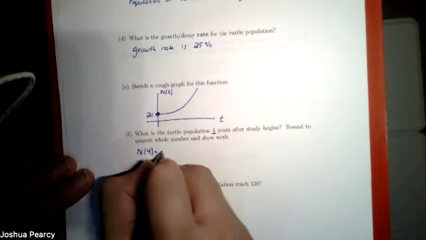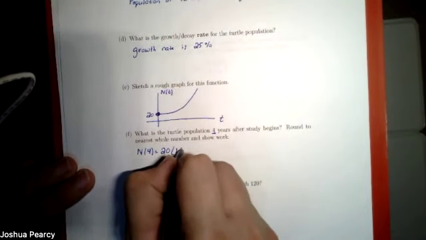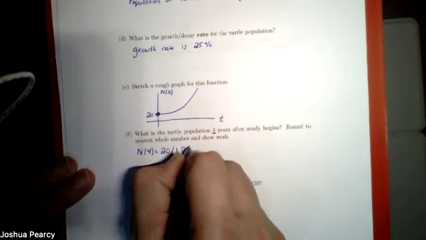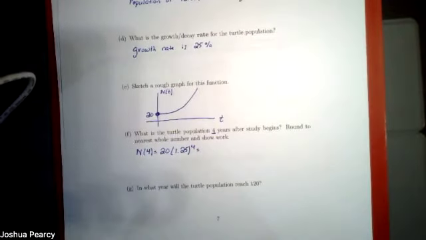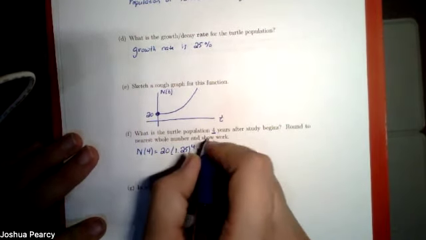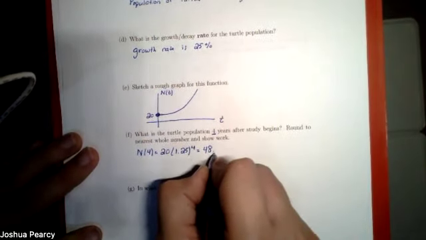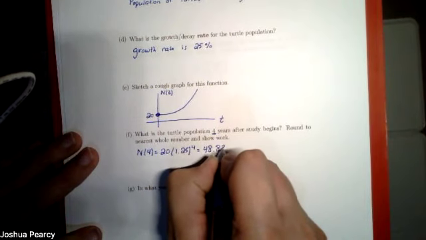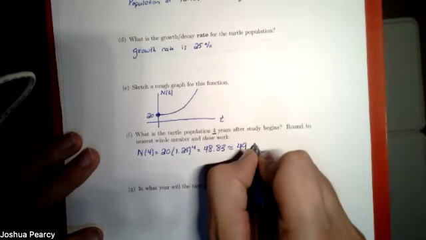So plugging in that, I have 20 times 1.25 to the fourth power. So let's see what I get. 20 times 1.25 to the fourth power is 48.83 when I round to two decimal places at first. But it says round to the nearest whole number here. So I'm going to round this up to 49 turtles, right?